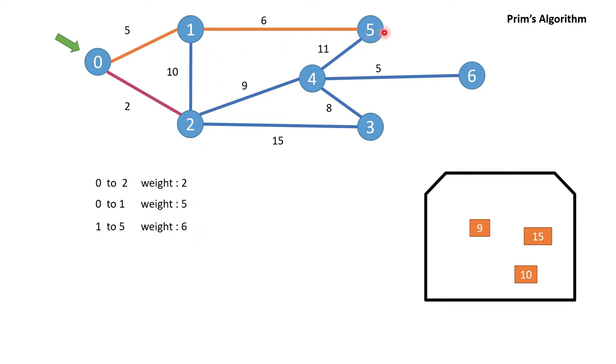Then I reach 5. From 5 where can I go? That is 4, with weight 11. Now this 11 I will put inside the box. Okay, and I will check again what is the minimum. I found 9 as the minimum, so 9 I will mark, then delete from here and print. If I see here, 9 I have marked, then 9 I will delete from here and print it here: 2 to 4, the weight is 9.